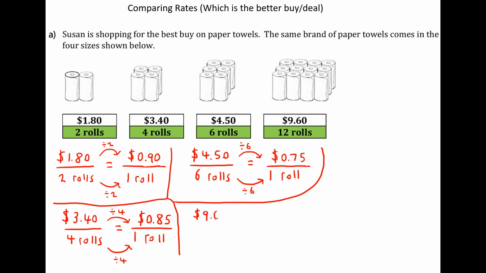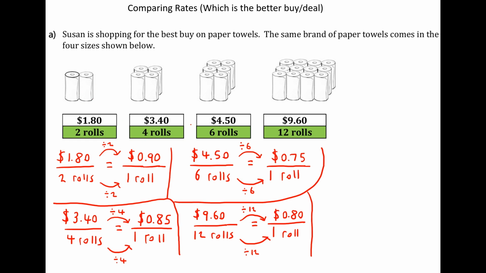So $9.60 per 12 rolls of paper towels. Now, I will let the bottom become a unit rate, so I'll change it to 1 roll. To change 12 into 1, I simply divide 12 by itself, so 12 divided by 12 is 1. What I do to the bottom, I must do to the top. So on the top, I'm dividing $9.60 by 12, and upon doing so, I'm going to get 80 cents per roll.